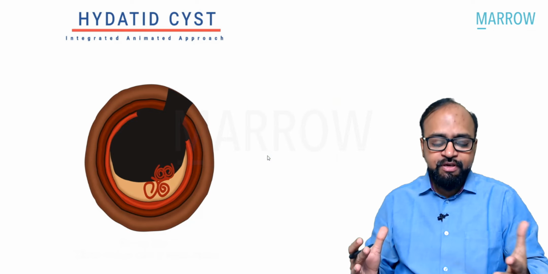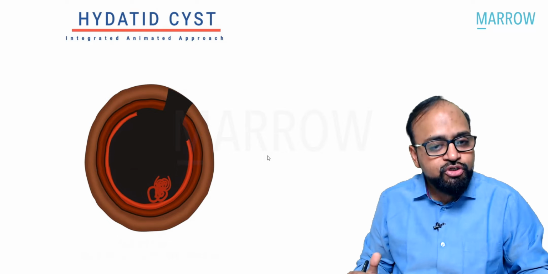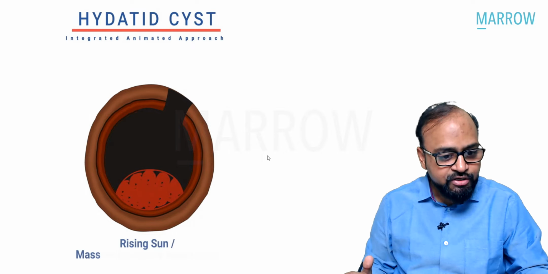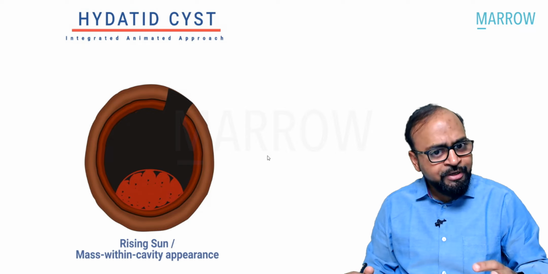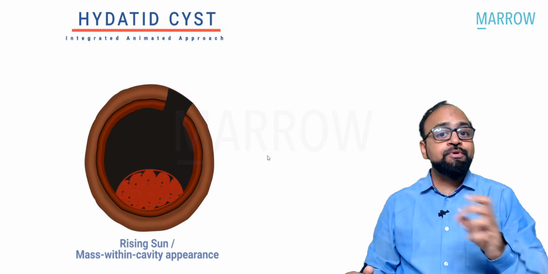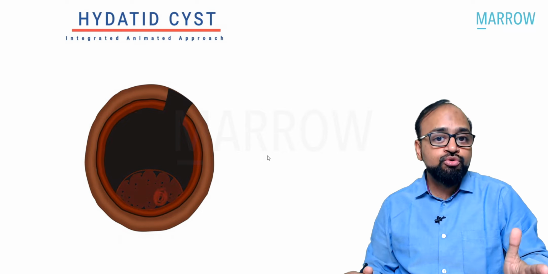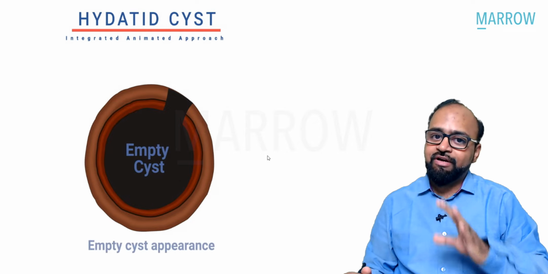All these membranes may eventually get clumped together at the bottom of the cyst, and this is what is called the mass within a cavity sign or the rising sun sign of hydatid cyst. So this is called rising sun sign or mass within a cavity appearance. Ultimately, this content may also be thrown out, then the cyst becomes completely empty. This is also given a name in hydatid cyst. This is what is called the empty cyst sign of hydatid cyst.